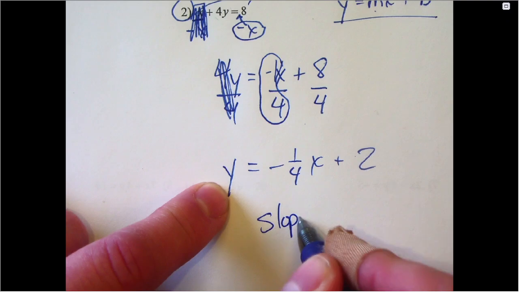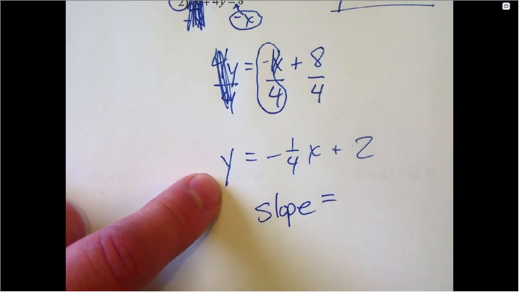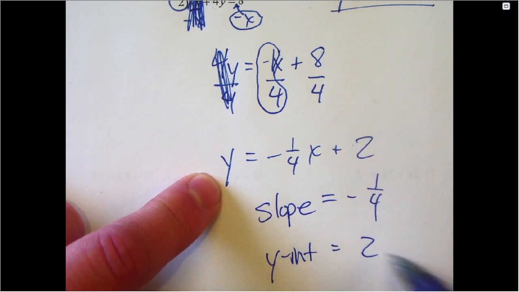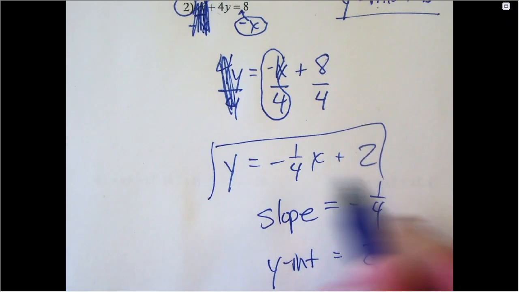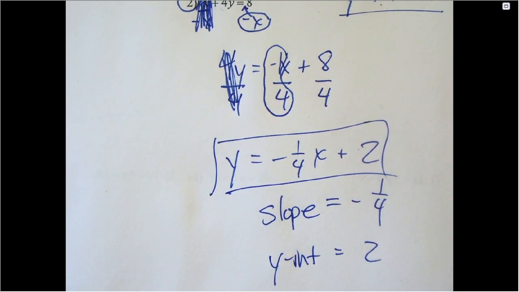So now that we have it in that form, what's your slope? Negative 1/4. What's your y-intercept? 2. But I couldn't tell that from the original form. So that's the idea. This form we have is not useful. Let's put it in the form we want, and then we can answer the questions that we want.